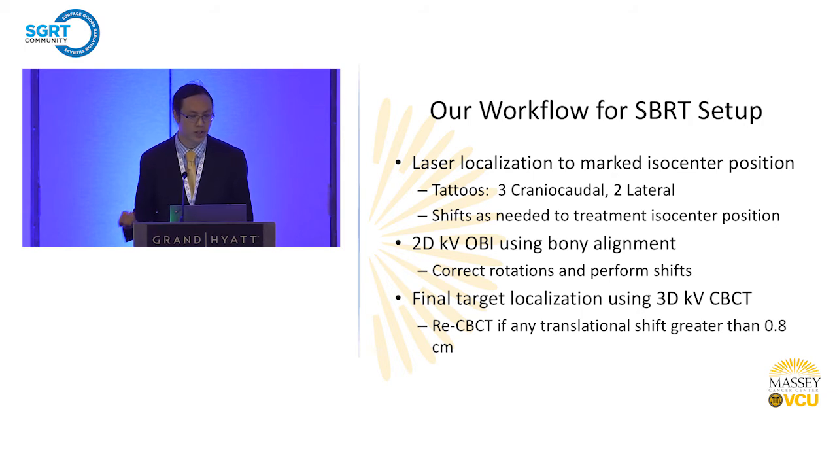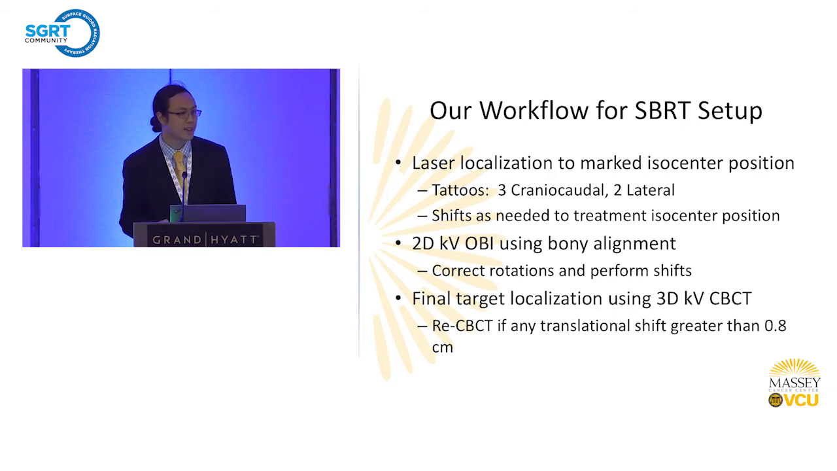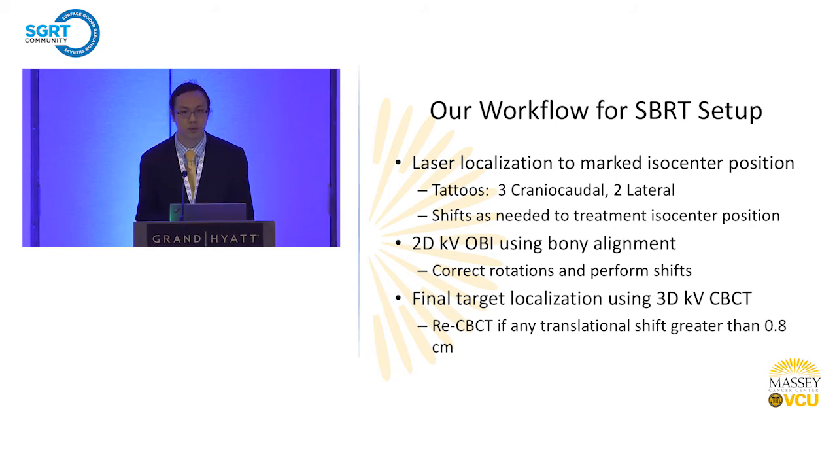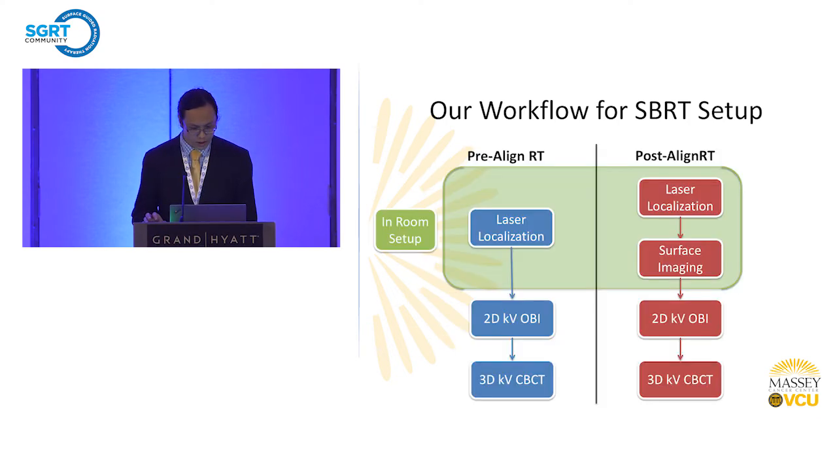We use our 2D KV-OBI to do our bony alignment, we fix our rotations, and then we perform rough shifts, and then we do our final target localization with cone beam CT. And one thing is, if we see any translational shifts greater than 0.8 cm in our cone beam CT registration, we will go back and take another cone beam CT to verify. So that's our traditional method, which you can see on the left side.